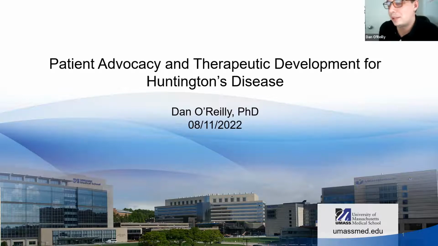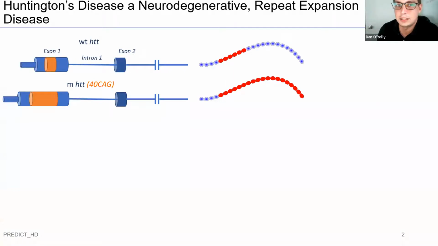Okay, so yes, hi. For those of you that don't know me, my name's Dan O'Reilly. As Erin mentioned, I've been a trainee rep on the OTS Board of Directors for the last few years. I'm also a third-year postdoc in the Correlate lab now. How time has flown. I primarily work on Huntington's disease, and I also do a lot of patient advocacy.